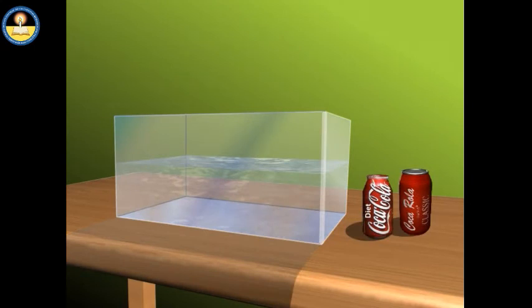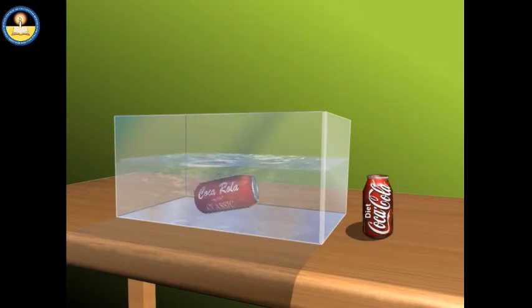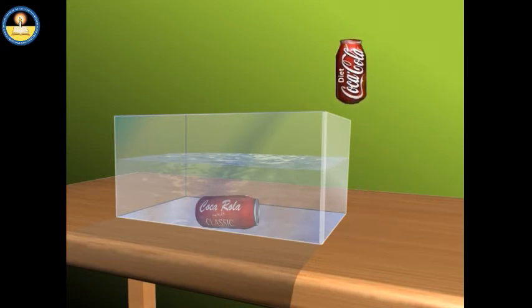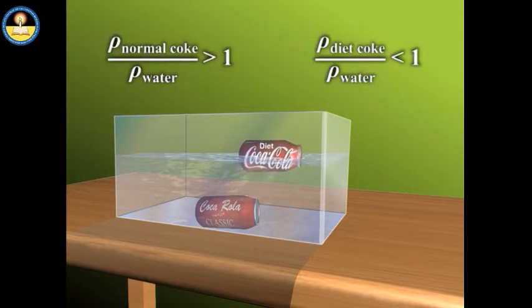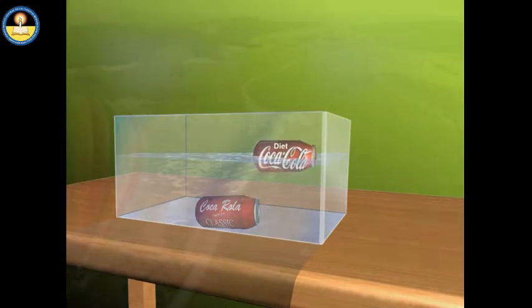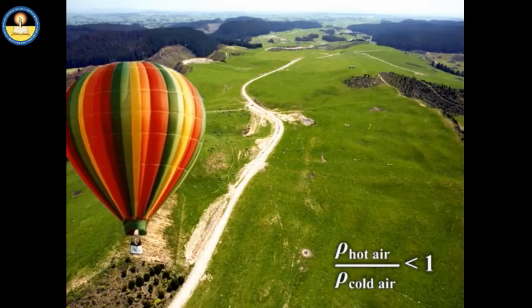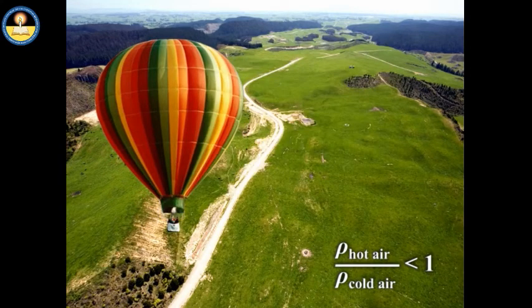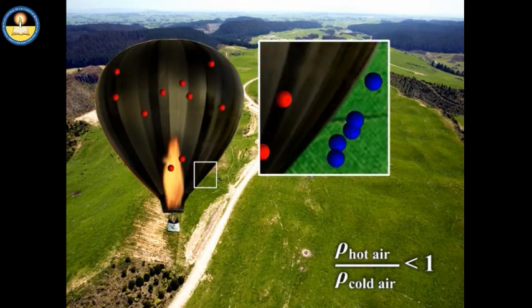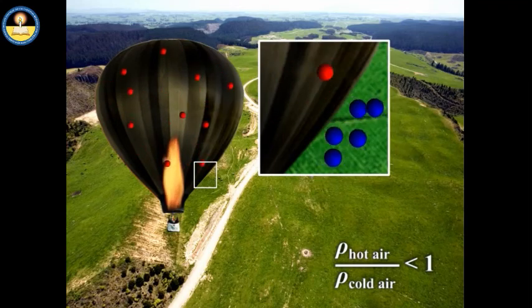Similarly, when we drop a can of normal Coke in water, it sinks, but the can of Diet Coke floats, because the relative density of normal Coke is more than 1, while that of Diet Coke is less than 1. Similarly, a hot air balloon rises in air because of its relative density with respect to the air outside the balloon.